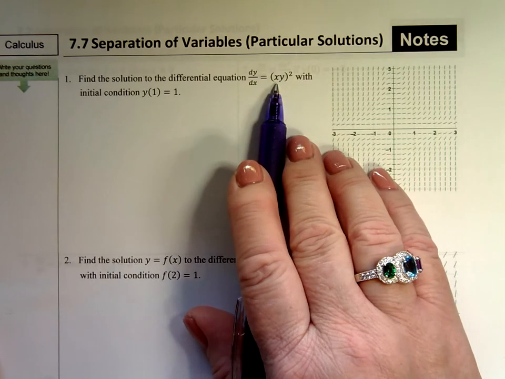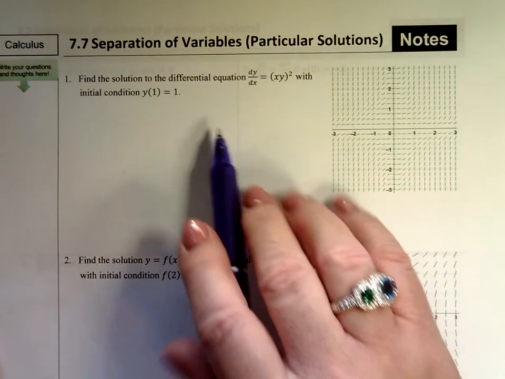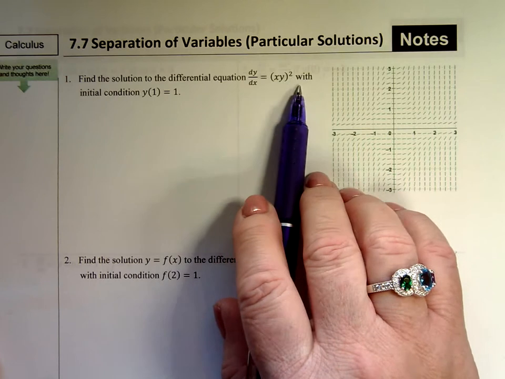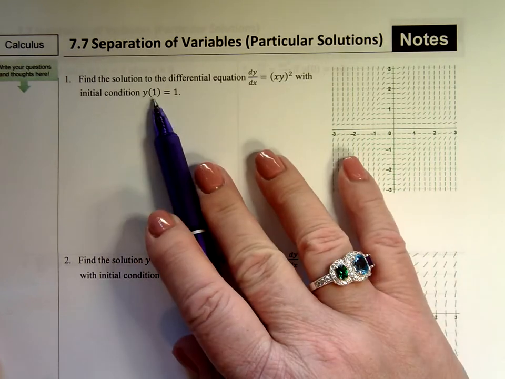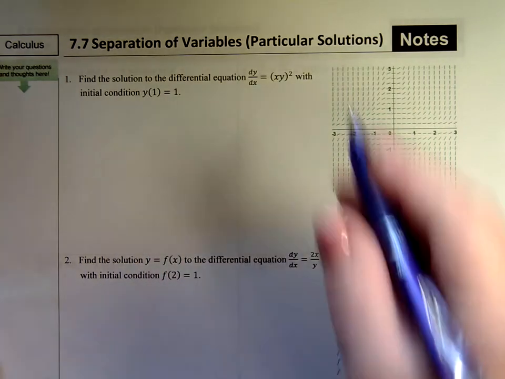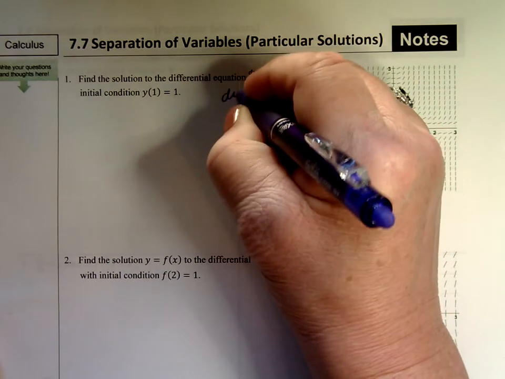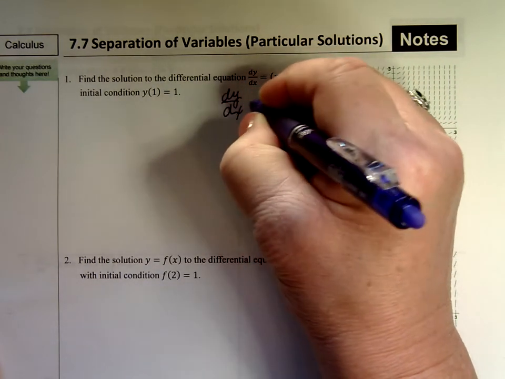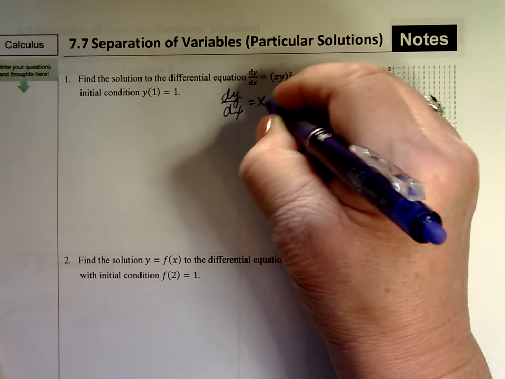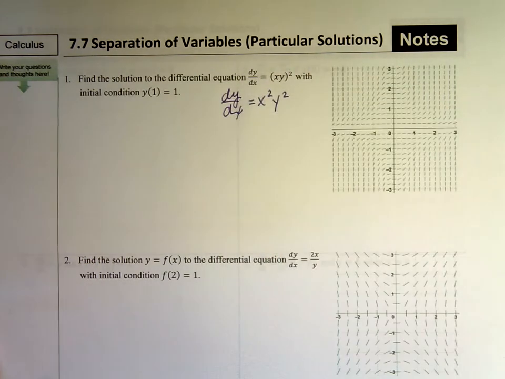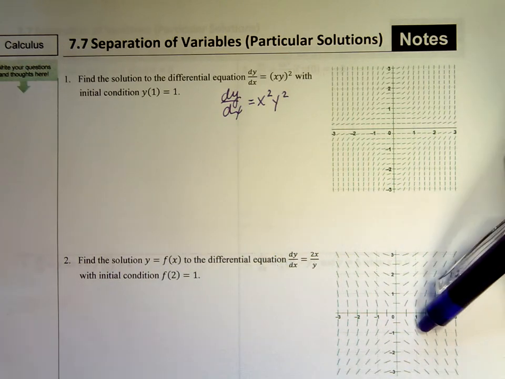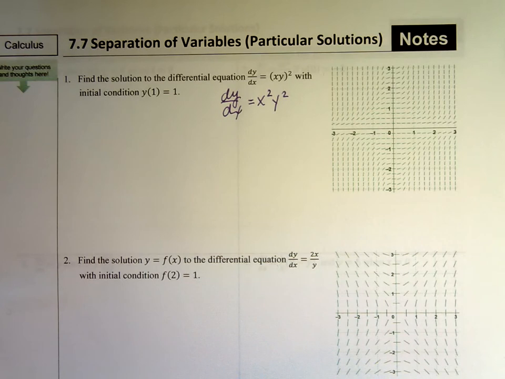It's kind of not set up very pretty. It says find the solution to the differential equation dy/dx = (xy)^2 with an initial condition of y(1) = 1. So I'm going to change the way that this looks just slightly before I set it up to separate the variables. This would be the same thing as x squared y squared. So I have two separate pieces. They're not combined together in the same set of parentheses. That's going to help me to be able to separate them.